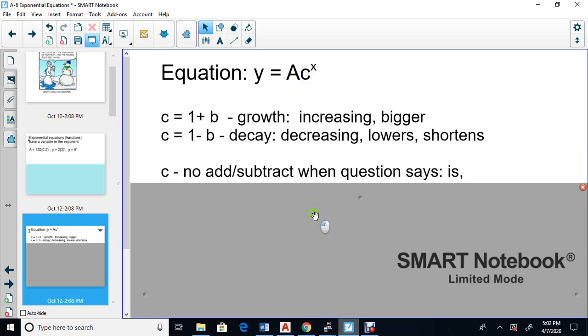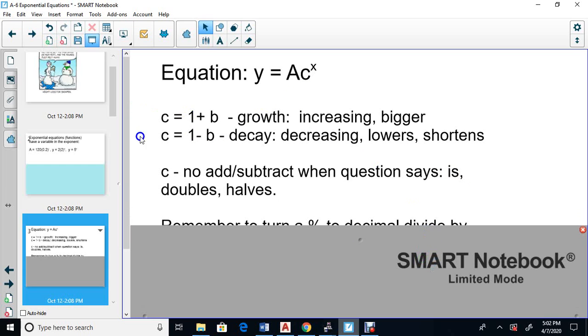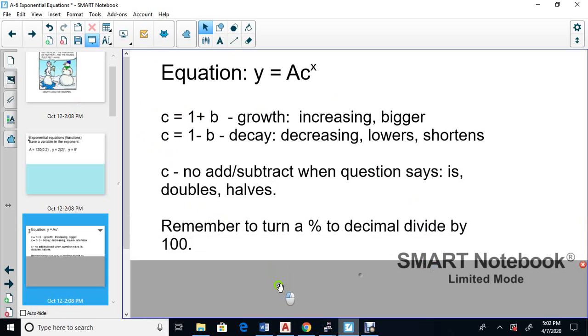When the question says it doubles or halves, you're not going to use this formula, just use the value. Then you're going to remember to turn a percent into a decimal by dividing by 100. When there's an add or subtract, it'll tell you in the question, increases by this or decreases by that. Make sure to turn it into a decimal by dividing by 100. If it doesn't say add or subtract, you just convert it. You don't do a 1 plus or a 1 minus.